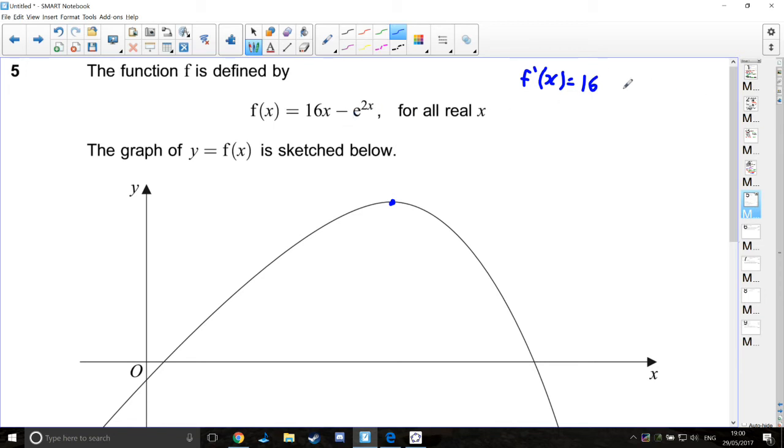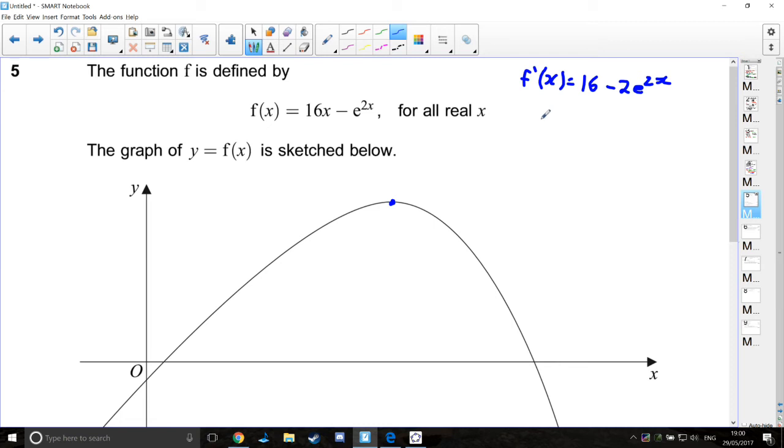Minus e to the 2x goes to minus 2e to the 2x by the chain rule. And they've really loved the chain rule this entire paper. You can just see every time they've tried to do a differentiation, they'll just shove the chain rule in there as well. You can practice that. So the maximum of this is when this is equal to 0.